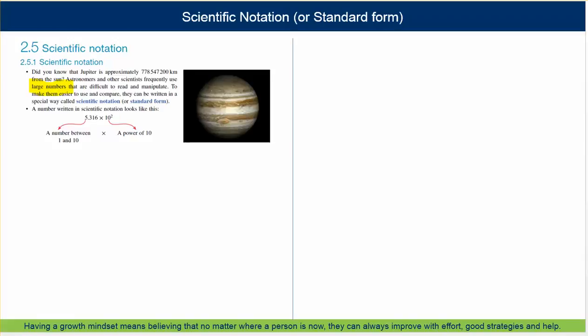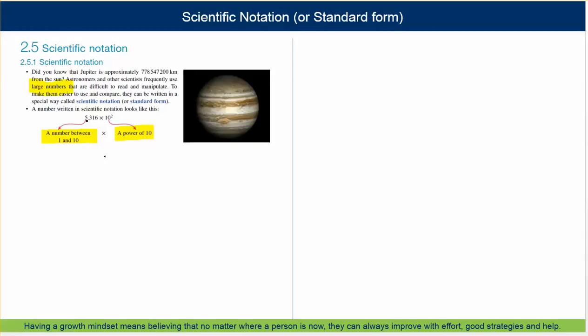We've got 5.316 times 10 squared. Now, you should know 10 squared is 100. And the first part of the number, this is the convention for scientific notation, the first part must always be a number between 1 and 10. It can't equal 10. It's got to be 1 up to but less than 10. And the second part is a power of 10.